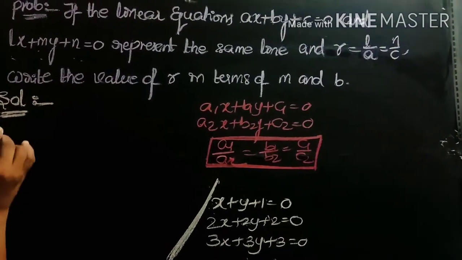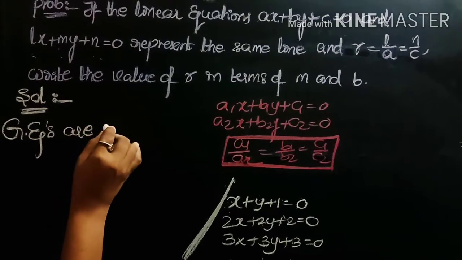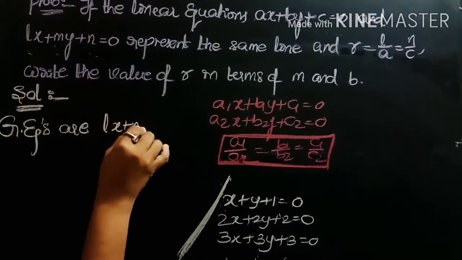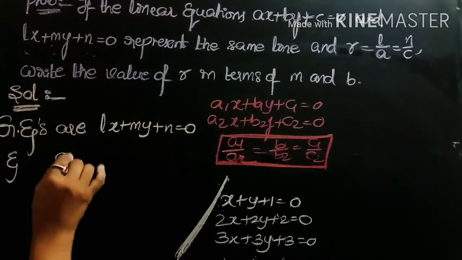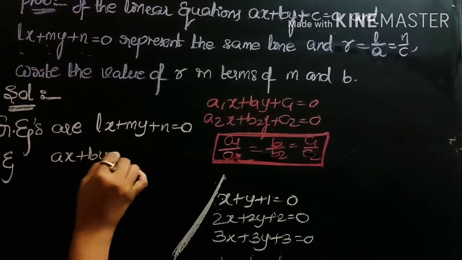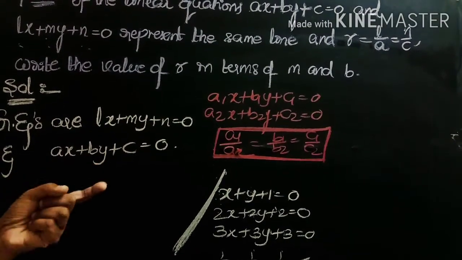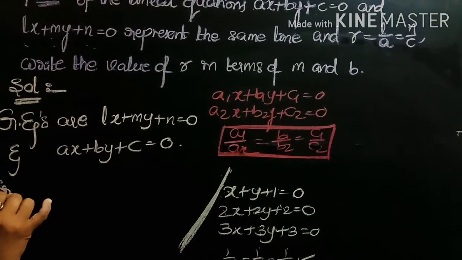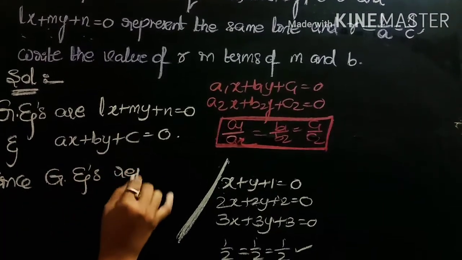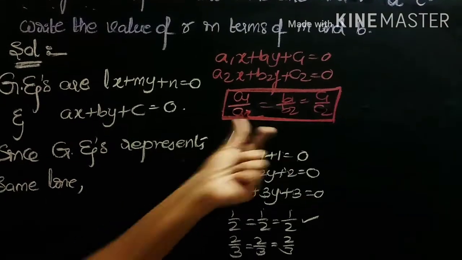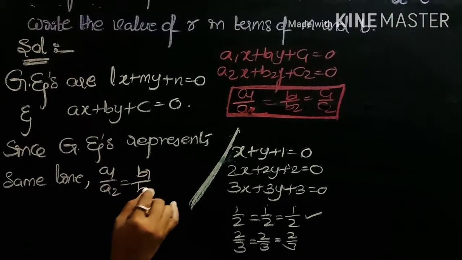So first we write the given equations. Given equations are lx plus my plus n is equal to 0 and ax plus by plus c equal to 0. Given that these two equations represent the same line, we apply the condition. What is the condition? a1 by a2 is equal to b1 by b2 is equal to c1 by c2.